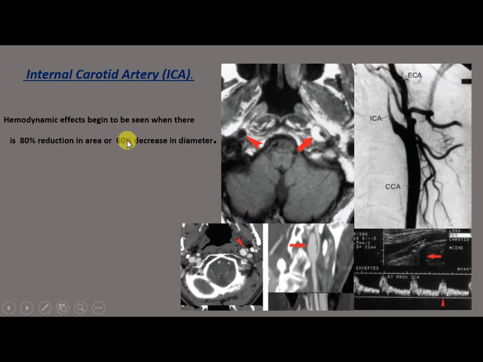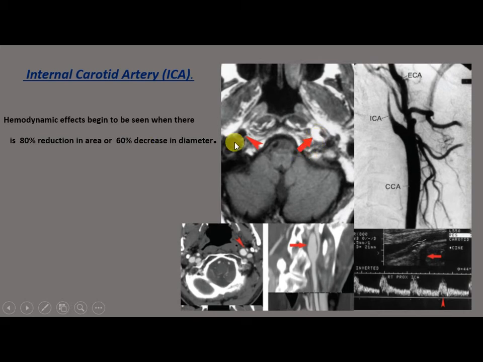Some notes about the territory of the infarcted area. If there is infarction, our job as radiologists is to specify the area of infarction with territory. Also, it aids us to differentiate between the other causes of these abnormal signal intensities. In the internal carotid artery, hemodynamic effect begins to be seen when there is 80% reduction in the area or 60% reduction in the diameter.